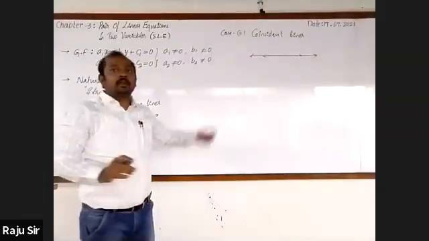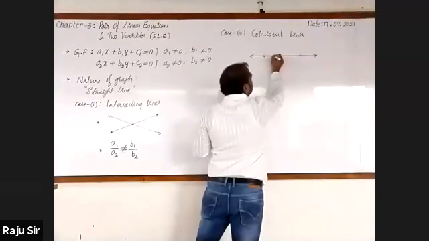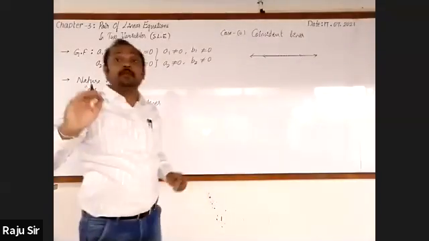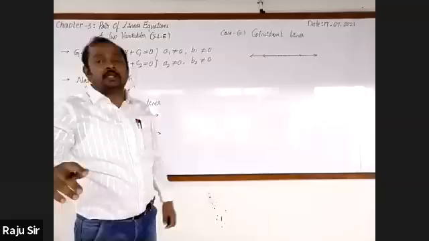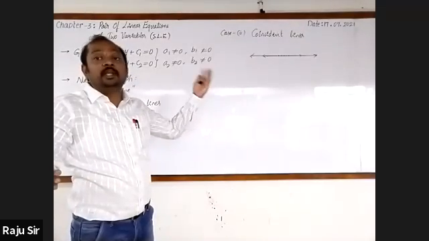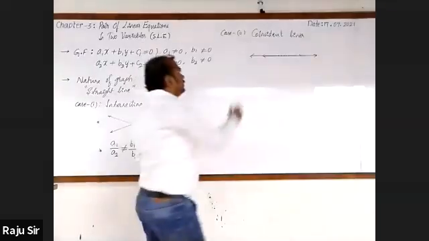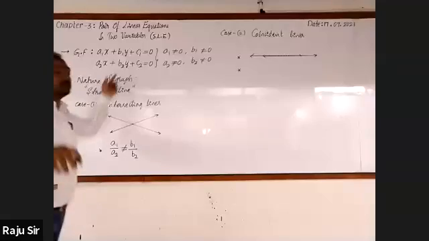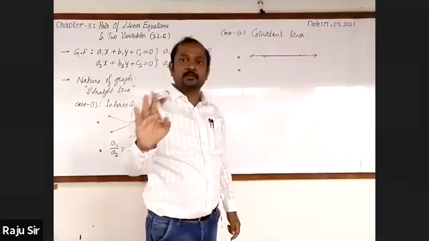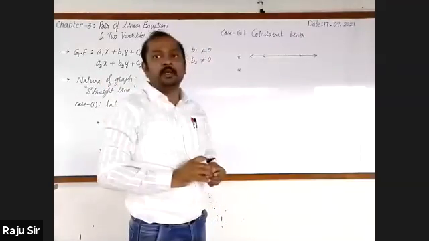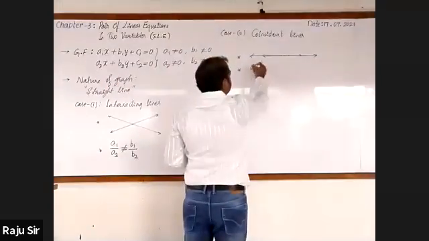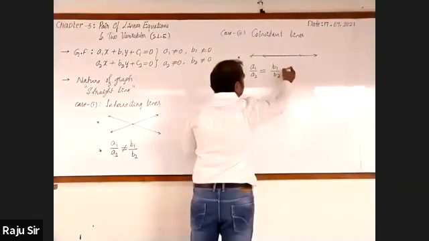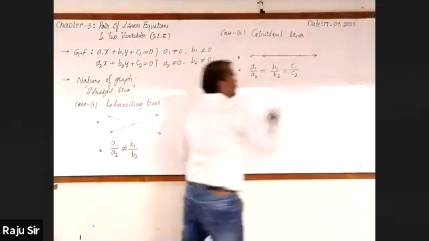Could you tell at how many points they intersect each other? Infinitely many solutions, at an infinite number of points. If so, what is the condition to be satisfied? All three ratios are equal to each other, and that can be written as A1 by A2 is equal to B1 by B2 is equal to C1 by C2.